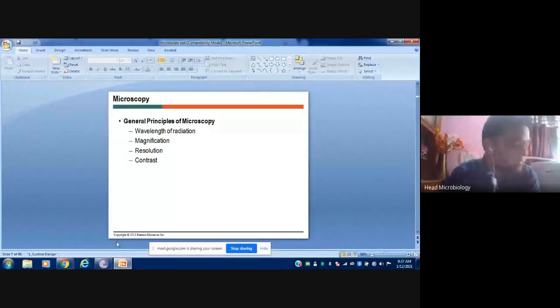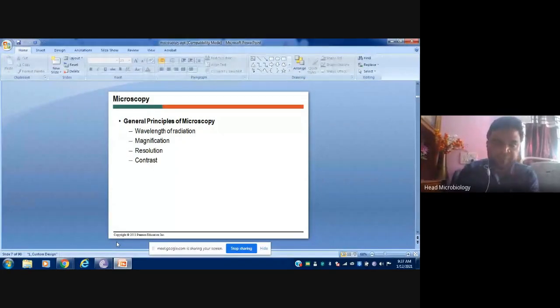And what is resolution? Resolution, as I told you, I started my lesson with resolution. The ability to see the distance between 2 points clearly. If you can see these 2 points separately, that is called resolution. Contrast, differentiating the object from its surroundings, or differentiating one part from the other part is called contrast. Separating nucleus from the surrounding areas, that is called contrast.